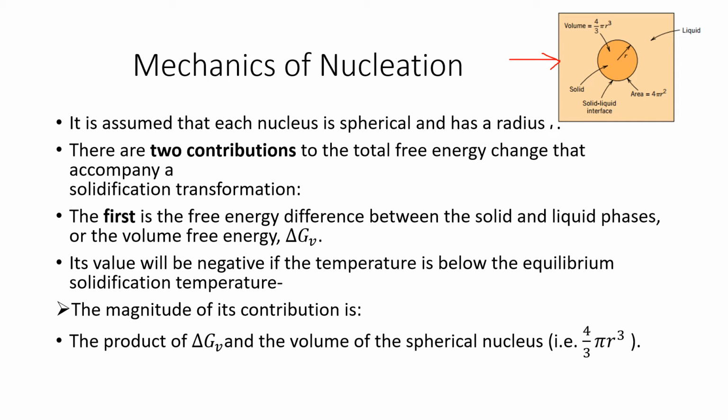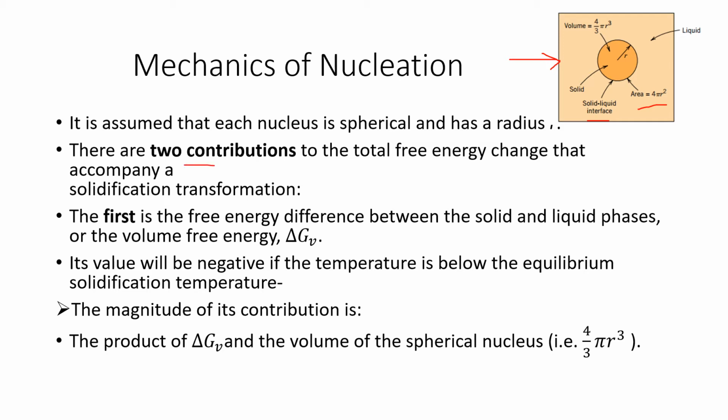It is assumed that it has a radius r, and the volume of that spherical nucleus is 4 by 3 pi r cube. It is assumed to be uniform. The area is 4 pi r square. This is the solid liquid interface boundary. Inside that it is a solid which is surrounded by a liquid.